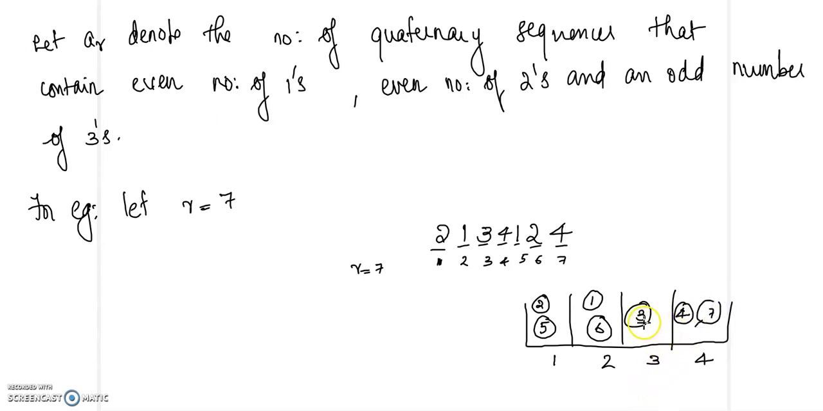So you can see that this is one way of distributing 7 objects such that box 1 and box 2 hold an even number of objects and box 3 holds an odd number of objects. So an odd number of objects is what comes. Now let us take another distribution. Okay, so we need to form a quaternary sequence that contains an even number of ones and an even number of twos. So let me take the sequence to be this.